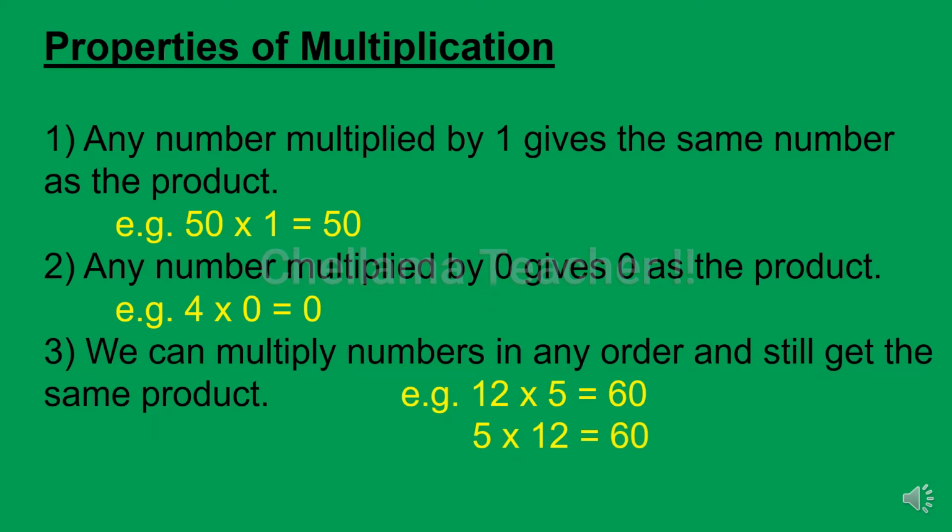Number 3. We can multiply numbers in any order and still get the same product. For example, 12 into 5 is equal to 60. 5 12s are 60. So even if we change the order, the product will not change.